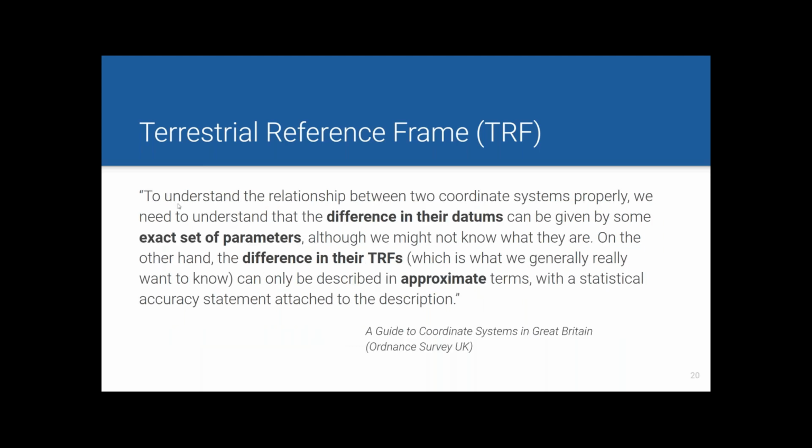This is a little blurb I cut out of a guide: to understand this relationship between two coordinate systems properly, we need to understand that the difference in their datums can be given by some exact set of parameters, although we might not know what they are. On the other hand, the difference in their terrestrial reference frames, which is what we really want to know, can only be described in approximate terms with a statistical accuracy statement attached to the description.